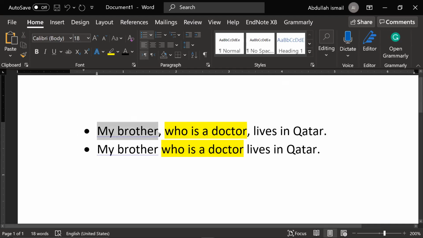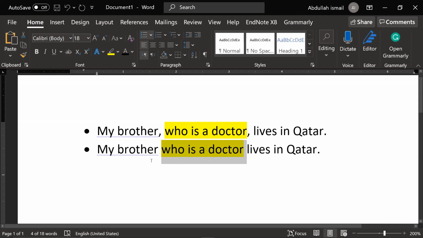My brother, and then we add extra information to the noun phrase, my brother. This means that I only have one brother. And by the way, he is a doctor and he lives in Qatar. But here, when you say my brother who is a doctor, we don't have commas. We said that commas signify that you can just delete this because it is extra information. But here we don't have commas. That means that this is a restrictive adjective clause, which means it's necessary to identify my brother. Thus, we can infer that the speaker has more than one brother.